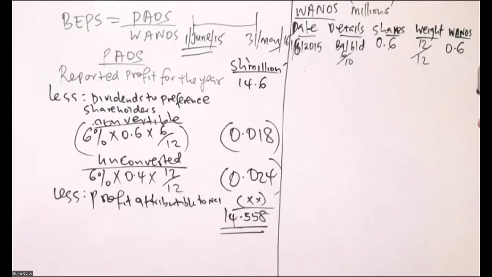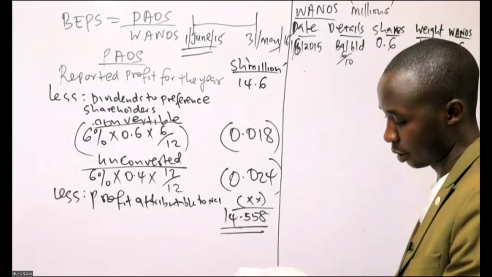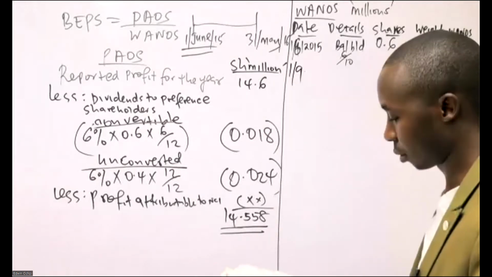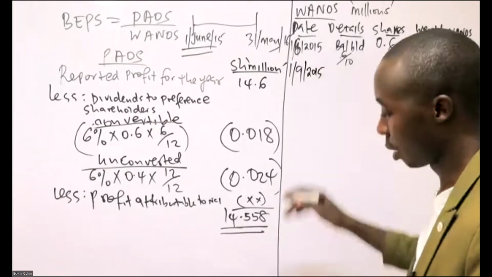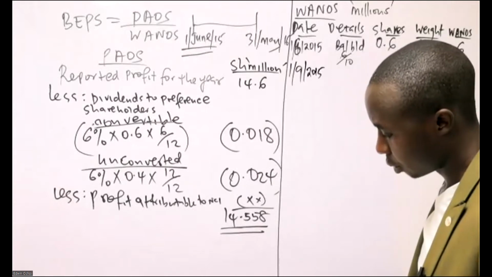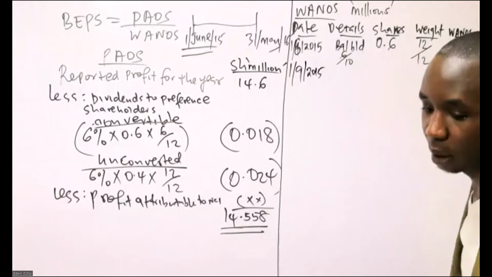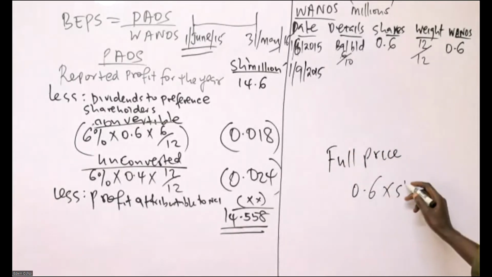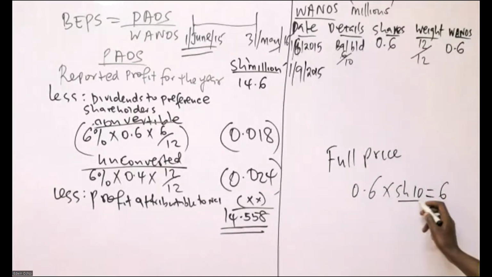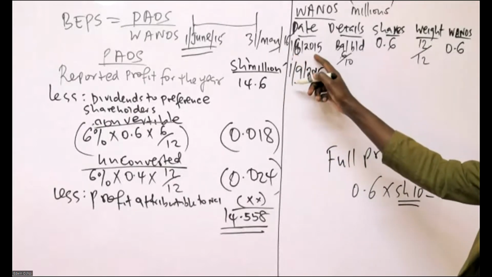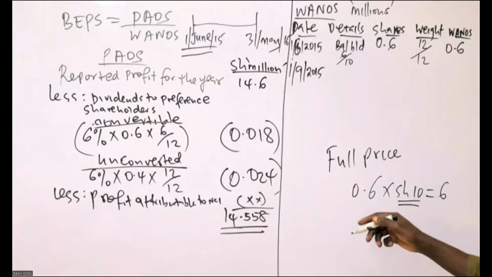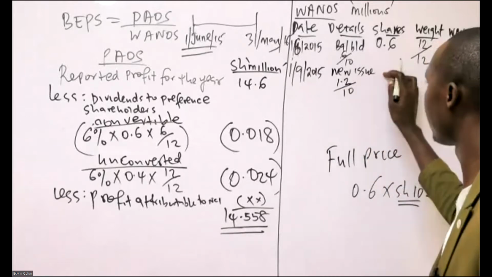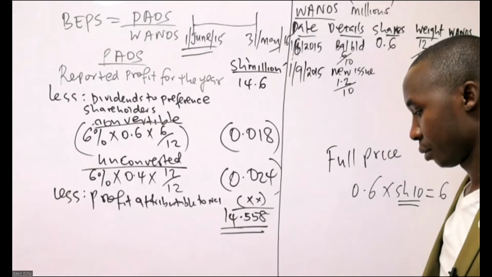Then the next additional information is where we have a lot of stories. But before that, still in note 2, there were other ordinary shares issued on 1st September 2015. Remember they were issued at full price. The full price is the price from the start of the year. The shares from the start of the year were 0.6, each going at shillings 10. That is why we have 6 million. So if you take the new issue, 1.2 divided by 10, what do you have as the number? 0.12.